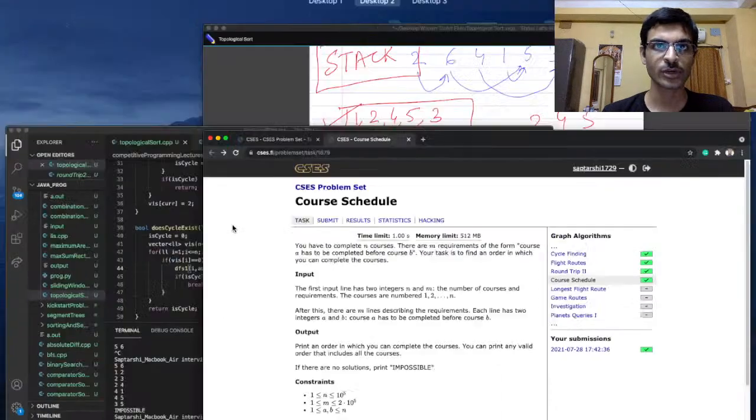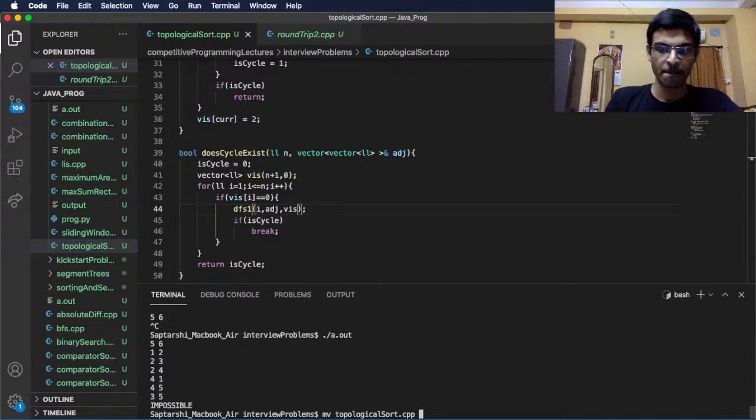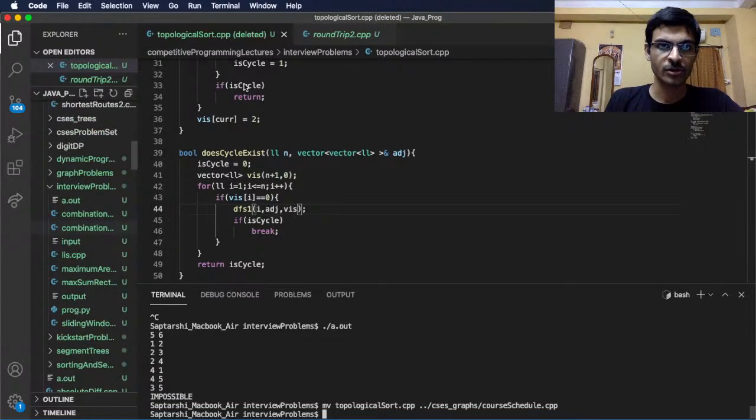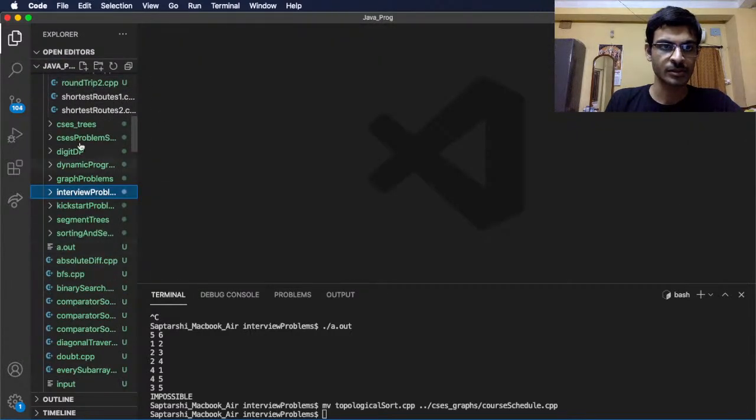So now if you have any questions in regard to this problem or anything else, you can ask. I'll move this topological sort to CSES graphs. What is the name of the question? Course schedule. I'll update with this particular name in the GitHub so that you can find the code. Course schedule.cpp. Okay, so now it is deleted, and in CSES graphs we'll get it.